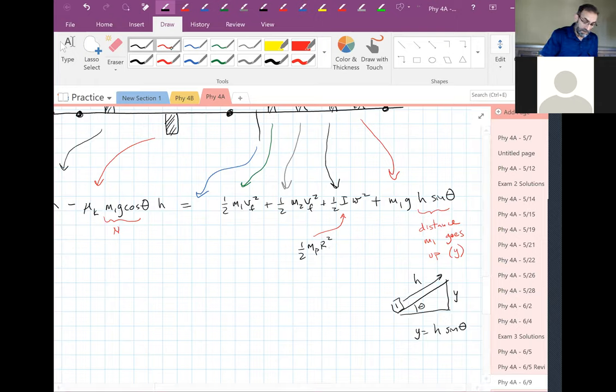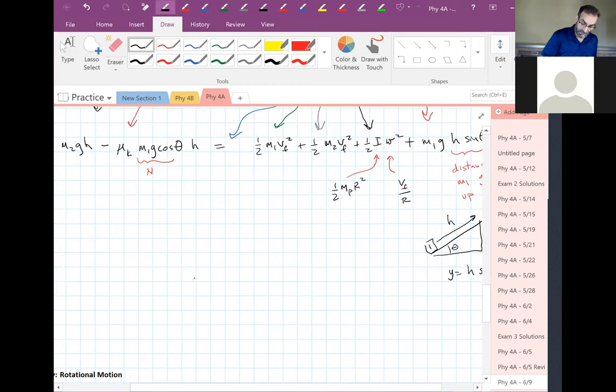And we have one more thing we have to figure out here. We've got omega. And omega is the tangential velocity over the radius, V over R. So we can plug those in, and then we can solve for this. That's our only unknown, V final.